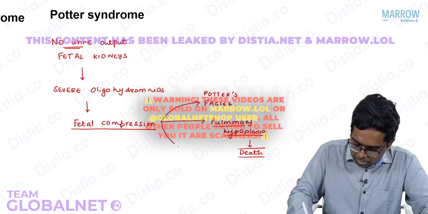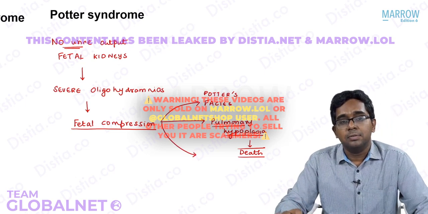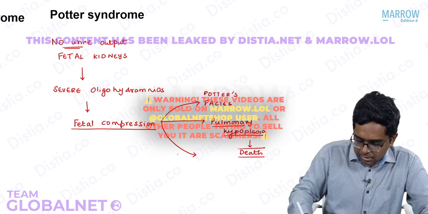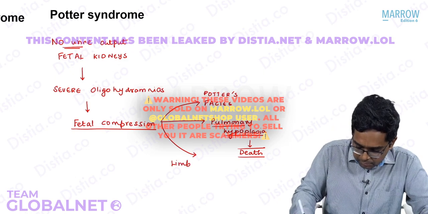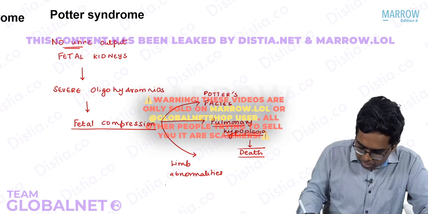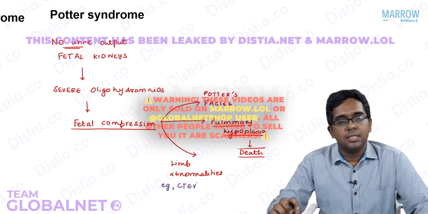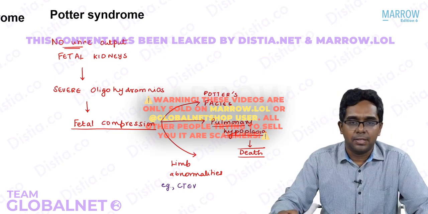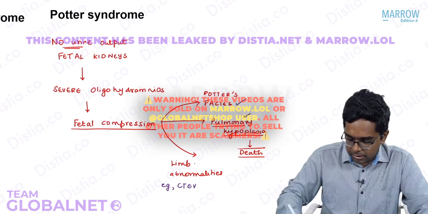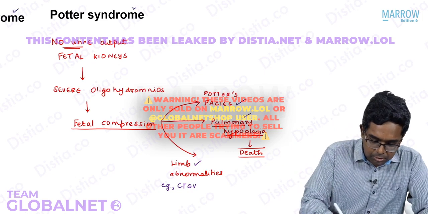A third important problem is that the limbs are not developing properly and the movements of the limbs are also severely restricted because of fetal compression. This results in limb abnormalities. The classical example of a limb abnormality in this condition is CTEV, which is congenital talipes equinovarus. So facial abnormalities are there, lung abnormalities are there, and limb abnormalities are there. A collection of all this is what we call Potter's syndrome.